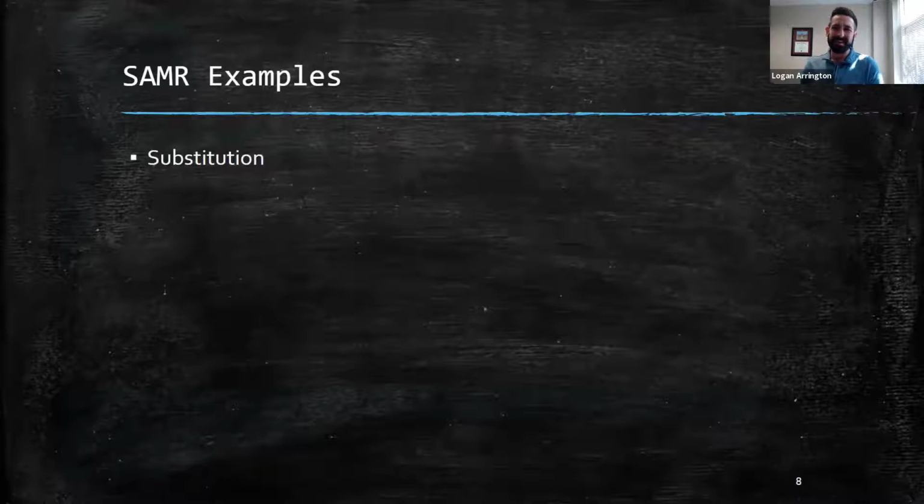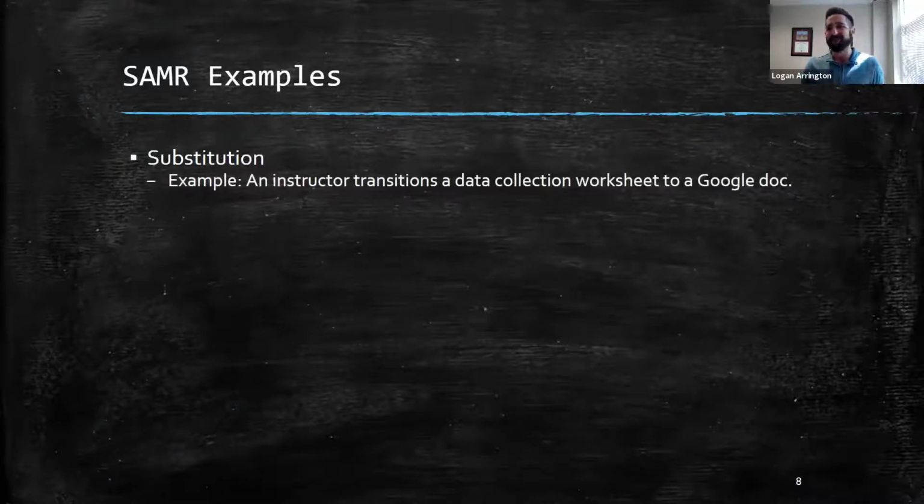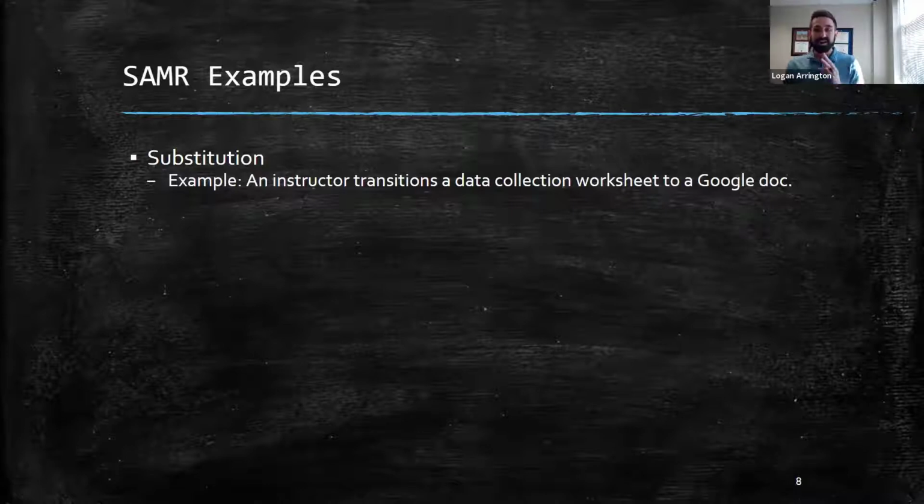Okay, just really quickly, I hate this slide. Sorry, it's a lot of text. I'm just going to talk through it really quick. These are some examples of substitution, like of each level of the SAMR model.